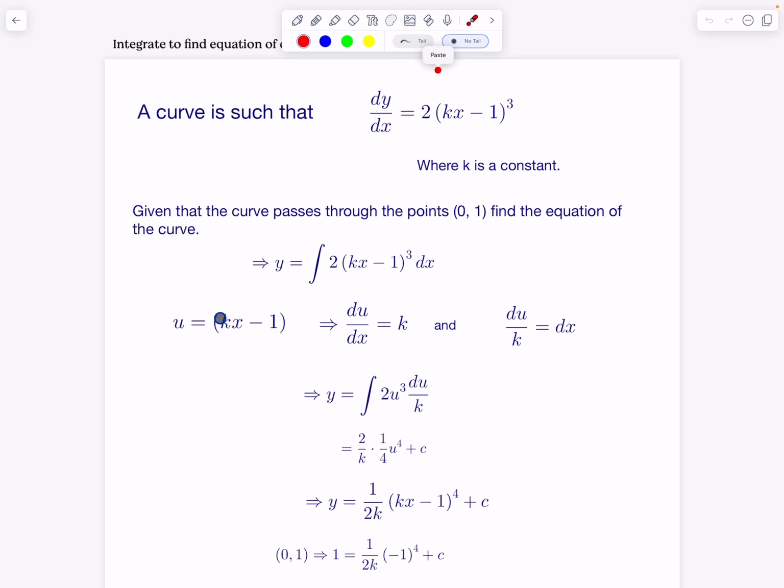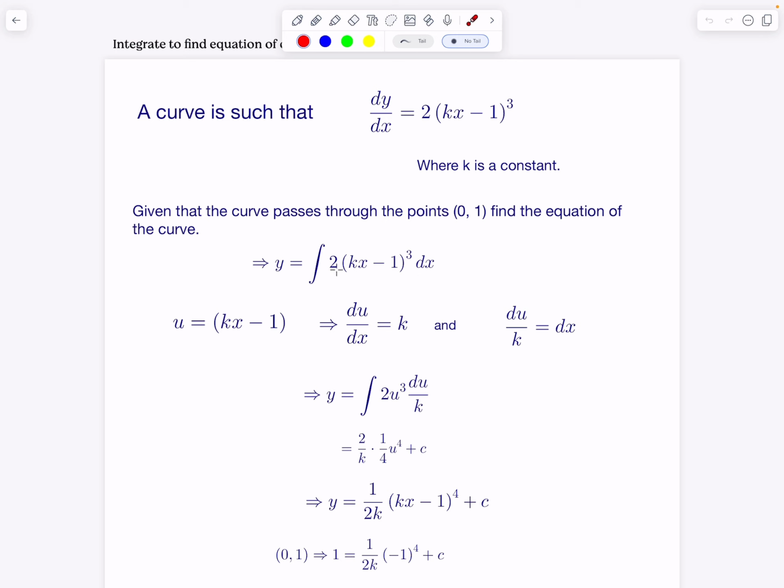So that means you're going to let u be kx - 1. So kx - 1 here is going to be replaced with u. And because you're doing this substitution, if you differentiate u with respect to x, you get du/dx is equal to k, because k is a constant here. And that means that when you rearrange it, you get that du/k is equal to dx. And you're going to use this and that to rewrite this expression all in terms of u.